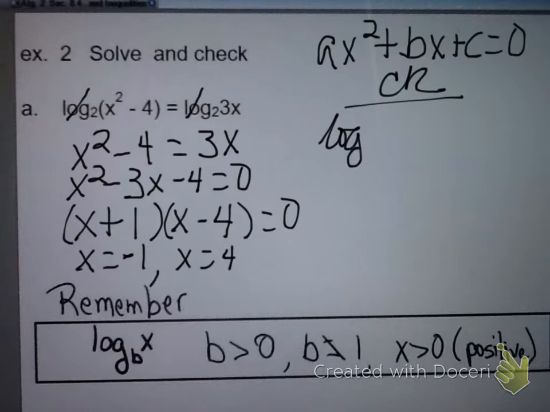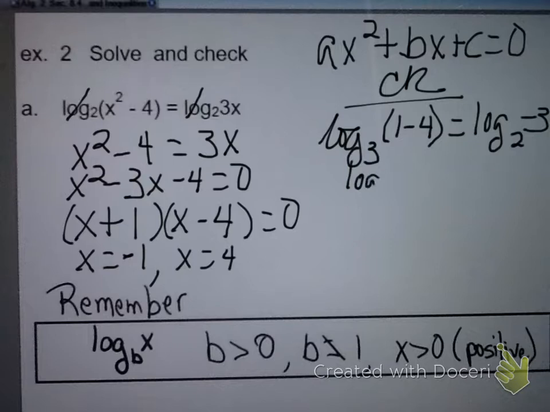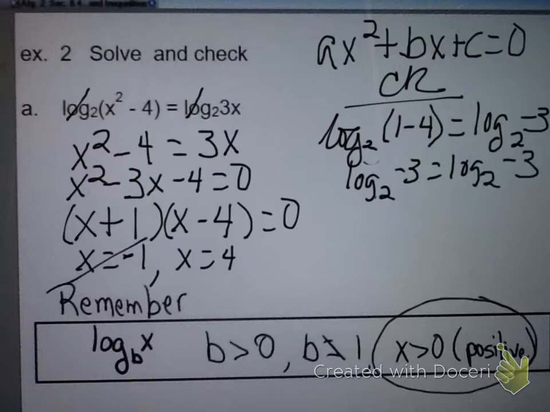So that's log base 2 of x. Negative 1 squared is a positive 1. 1 minus 4 is, okay, so on the left side, we're going to combine: 1 minus 4 is negative 3. So that's log base 2 of negative 3 is equal to log base 2 of negative 3. Now notice, remember, that x cannot be a negative number. It must be positive. And right here, my x is a negative 3. So that does not work. So we cannot use negative 1. So we're going to scratch it out.